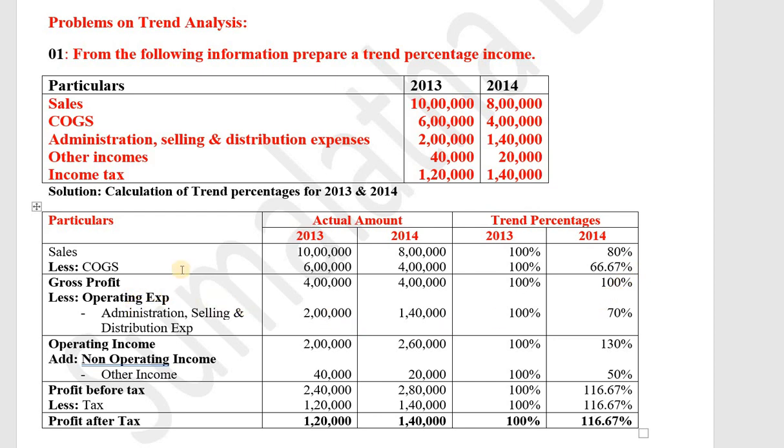Now next, the operating expenses: administrating, selling and distribution expenses. They have given 2 lakhs and 1,40,000. Deduct those operating expenses. So here, 1,40,000 divided by 2 lakhs into 100, you will be getting 70%. Like that, when you calculate for each and everything, keeping the previous year as the base, you will have to calculate the trend percentages. Clear? So now, today I am giving you all an assignment.